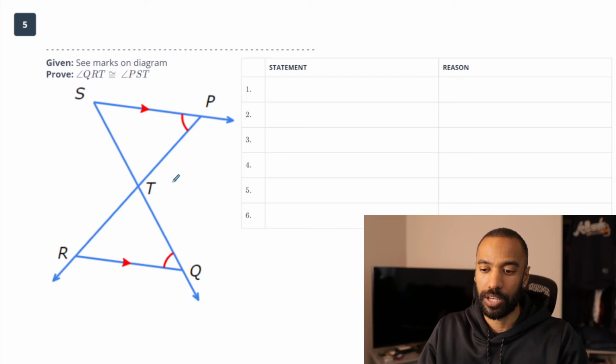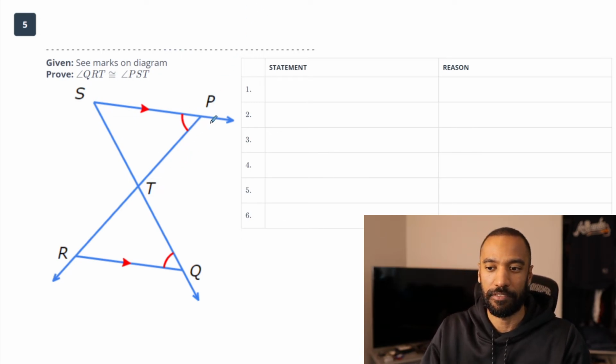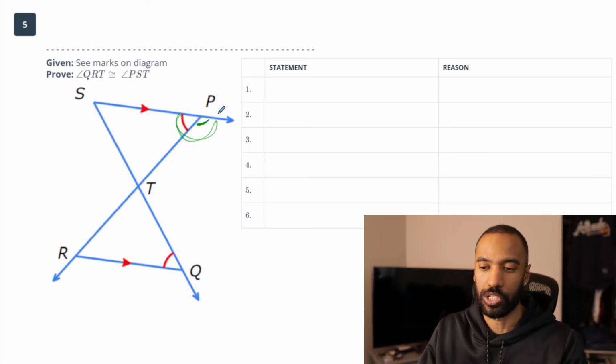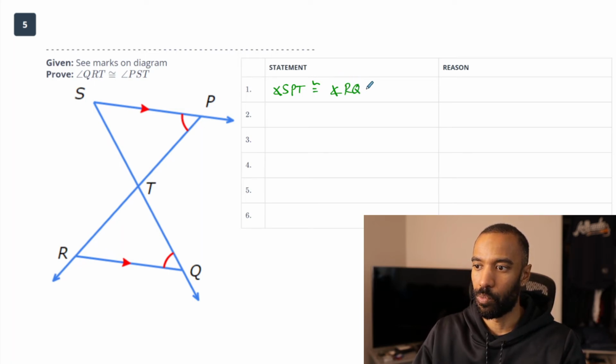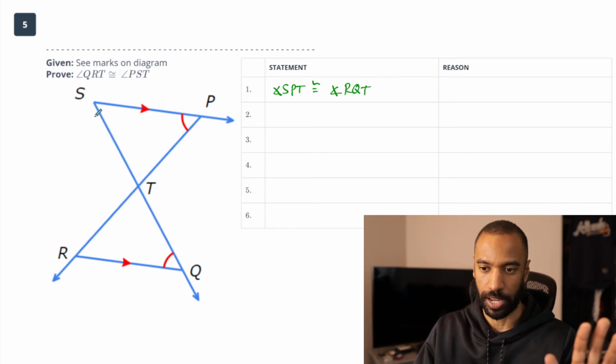We are given single arc marks to indicate that these two angles are congruent to each other. Now, I can't just call this angle P, because despite the fact it has really nothing to do with the diagram, this could have been angle P right here, this could have been angle P right here, we just don't know. So I have to be a lot more specific, and I'm going to be calling it angle SPT right here. So angle SPT is known to be congruent to angle RQT right here. Same thing there, RQT.